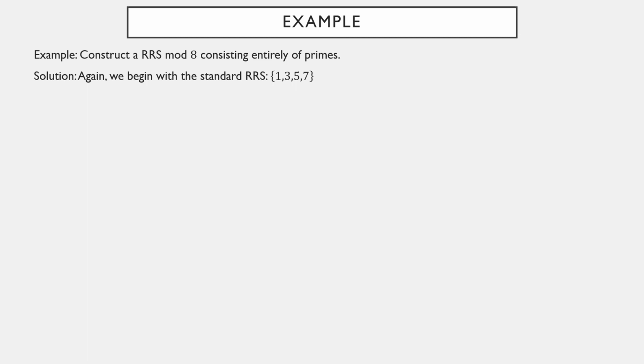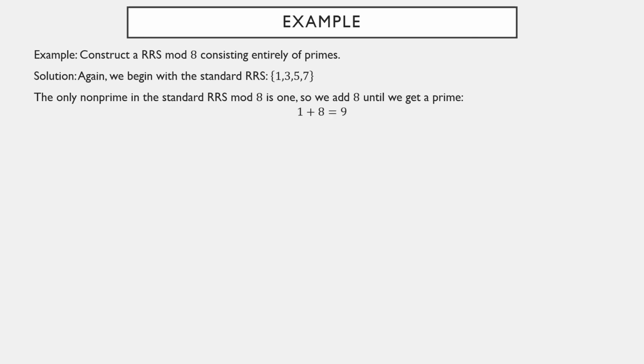Of course, these are not all prime numbers. Well, most of them are, in fact, prime, 3, 5, and 7. So the only thing we can really try is to add or subtract 8 until we get a prime. We're not going to subtract it because primes have to be positive. Well, if I add 8 to 1, I get 9. 9 is equivalent to 1, so that's good, but it's definitely not prime. But if I add 8 again, I get 17. 17 is equivalent to 1 modulo 8, and it is prime. So here we have a reduced residue system modulo 8 consisting entirely of primes.